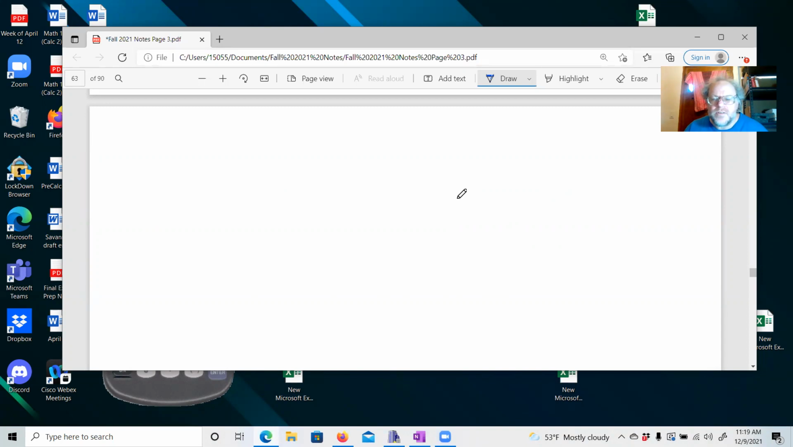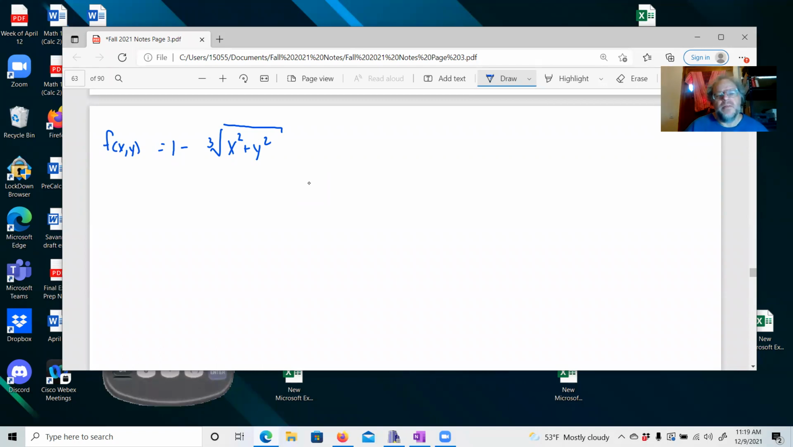So let's go through. Actually, let me do this. We are going to resume. Okay, let's look at this one. This is 1 minus the cube root of x squared plus y squared. Okay, that's my f.